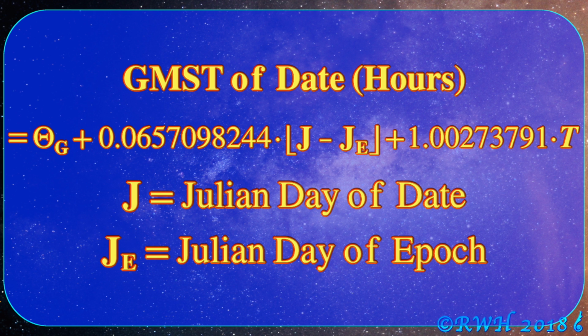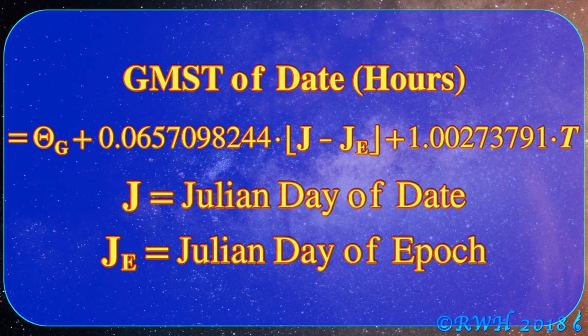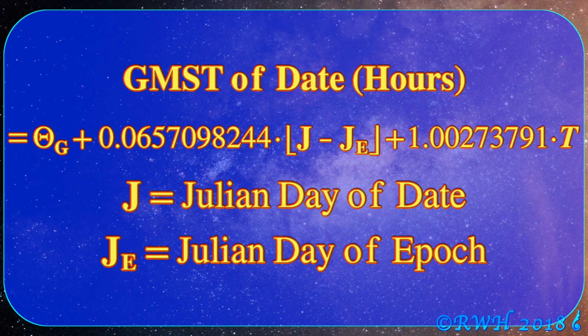It's important to note that the Julian date of the given epoch must correspond to the GMST of epoch used in the equation. This means that if you wish to use the epoch of J2000 for the GMST of epoch, then J2000 must be used for the Julian date of epoch as well.